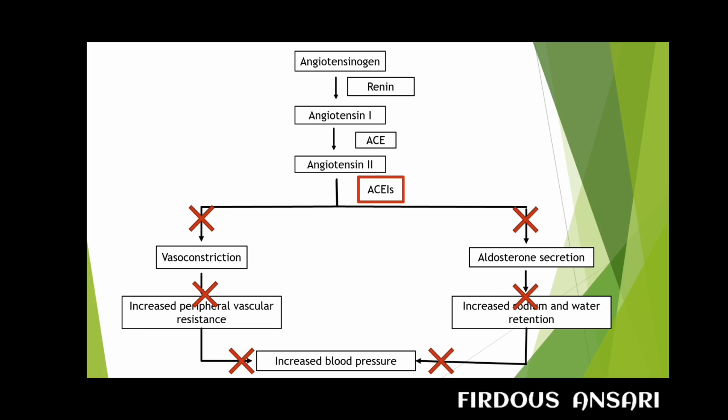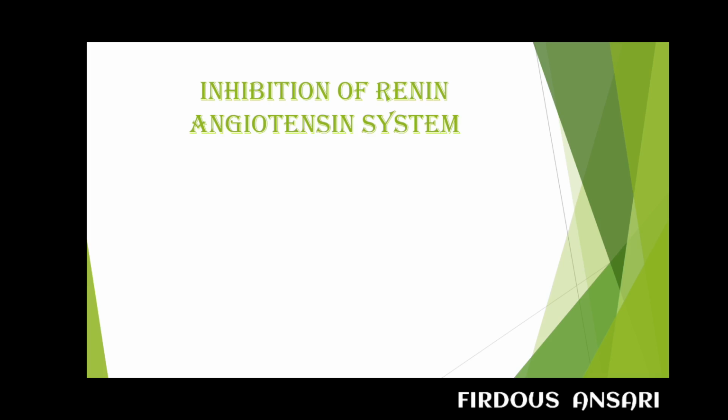Okay, so because of this renin-angiotensin system, it may cause congestive heart failure, plus it may also be responsible for hypertension. So by inhibiting this renin-angiotensin system, we can treat congestive heart failure, as well as treat hypertension. Next, inhibition of the renin-angiotensin system.